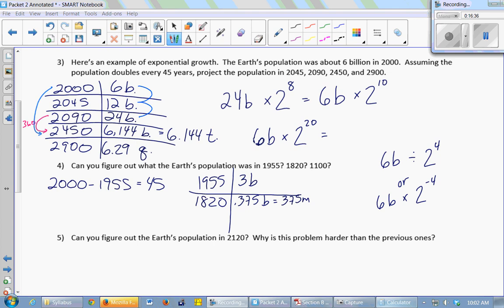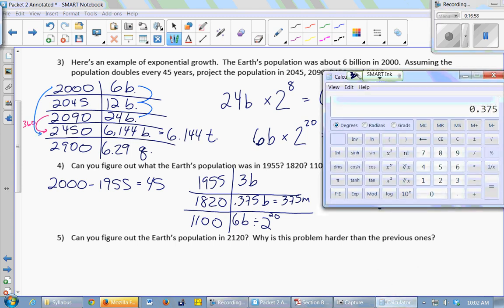All right, and then the last one, the year 1100. How many years before 2000 is the year 1100? 900 years, which is how many sets of 45? 20. So I have to take my 6 billion and divide it by 2 twenty times. So I'm going to divide by 2 to the 20th. First I'm going to raise 2 to the 20th in my calculator, and then store this number for a second. And then I'm going to do 6 divided by that number.